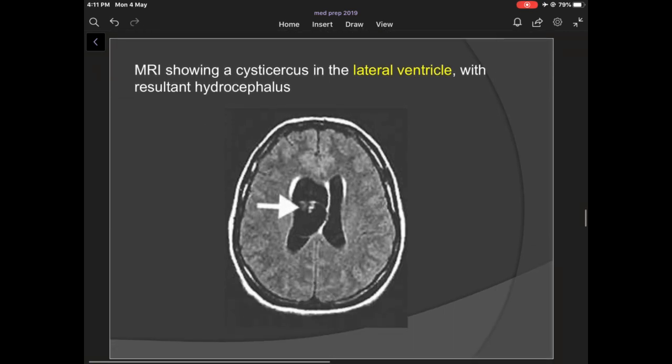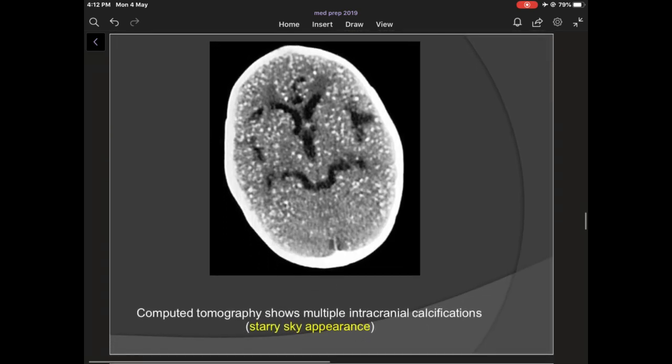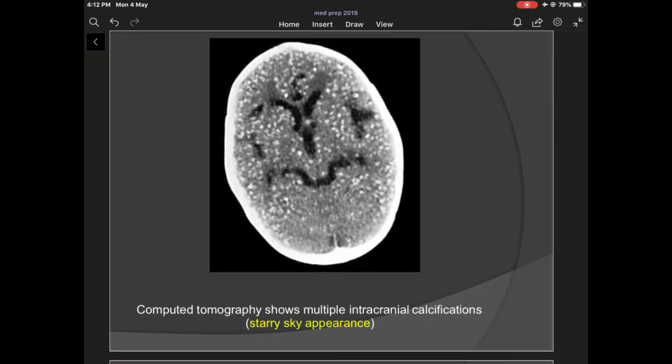This is a very nice MRI image of the lateral ventricles showing the cyst with the resultant hydrocephalus. You can see the ventricles are dilated. Again, this CT image shows multiple intracranial lesions. Multiple. This is what we call the starry sky appearance.